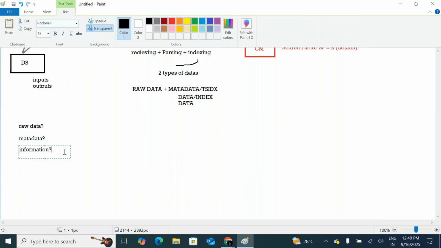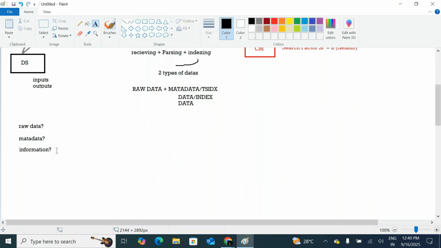Yes, sir. So this is very important to know. Information, forget about raw data and metadata. So let's say, for example, raw data. I am the person, whether it is black or white, t-shirt or white, whatever it may be. The actual person is the raw data.